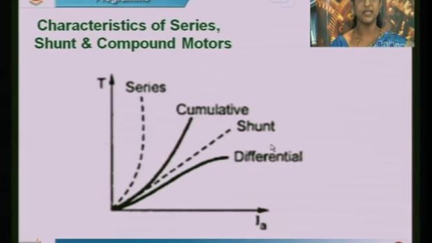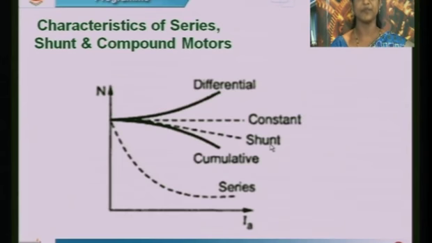Next, you see that speed versus IA characteristic. We know that this is the characteristic of speed versus IA in case of DC series motor, and since the DC shunt motor is a constant speed motor, this is the characteristic we are going to get. In case of cumulatively compound, this is the characteristic for speed versus current, and in differentially compound, this is how you are going to get the characteristic for speed versus IA.